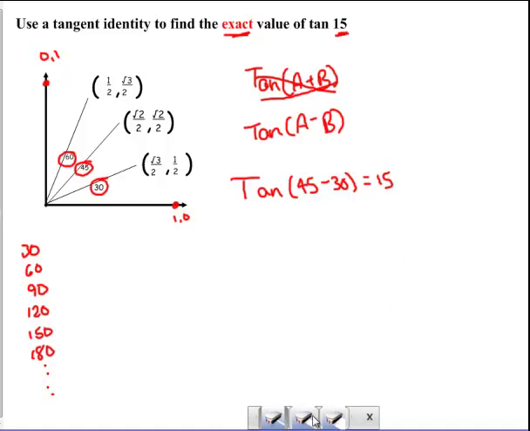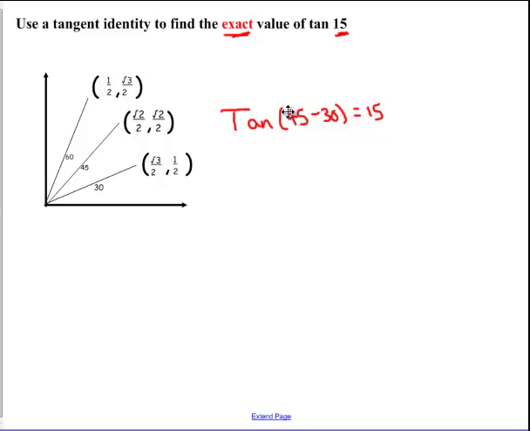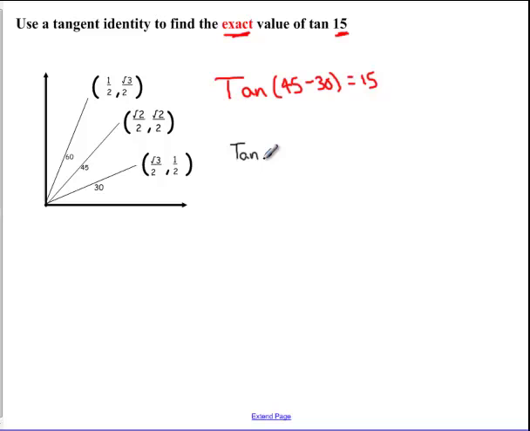Now, I'm going to clean up my page here because this one is going to involve a lot of Algebra 1, and I'm going to need a lot of space to do it. Okay. Tangent of A minus B, if I write down the formula, says the tangent of A minus the tangent of B all over 1 plus tangent A times tangent B.